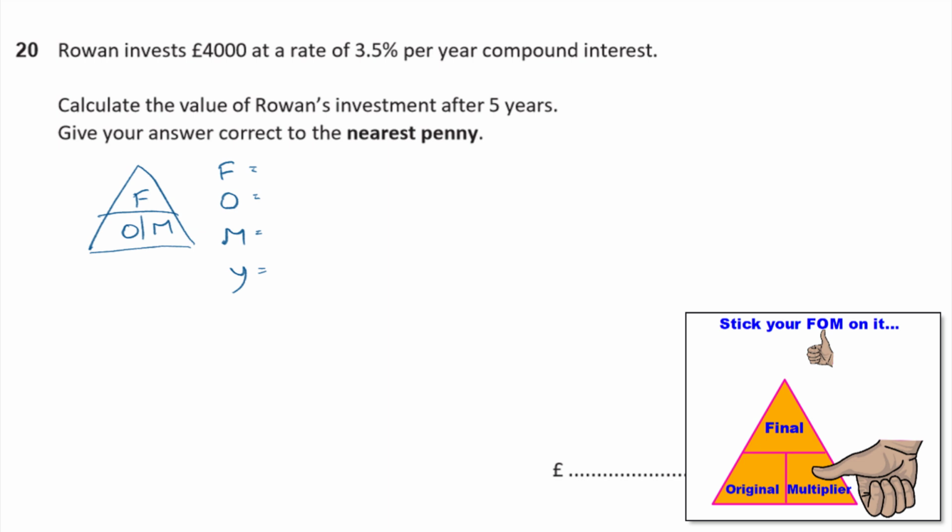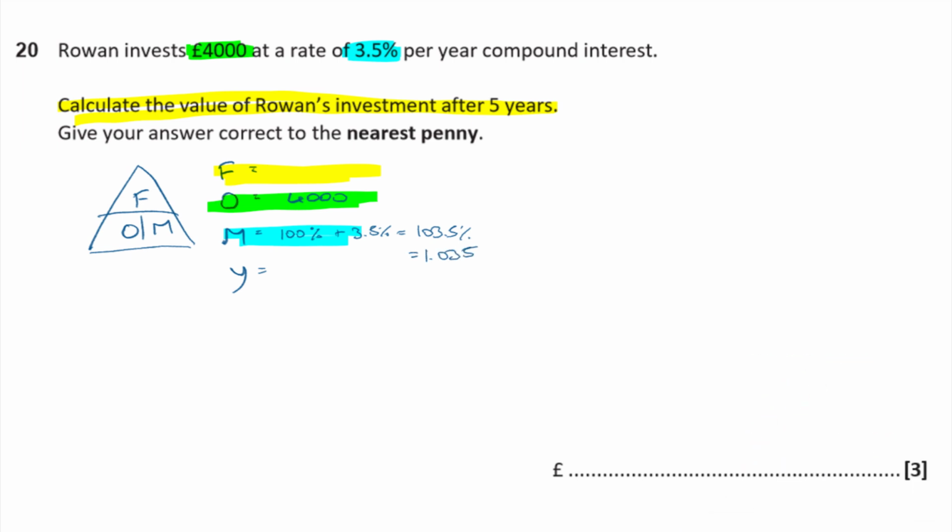So final is the amount that we get at the end of the investment. That is the thing we're trying to calculate, the final that we want to find. Now the original is the amount we started with, the investment, that's £4,000. Now what's the multiplier? The interest rate is 3.5%, so that's added on to the original amount. It's a percentage increase, isn't it? So we start with 100%, and if we add on 3.5%, we've got 103.5%, which as a decimal is 1.035. So that's my multiplier. And then finally, number of years, that is 5 years.